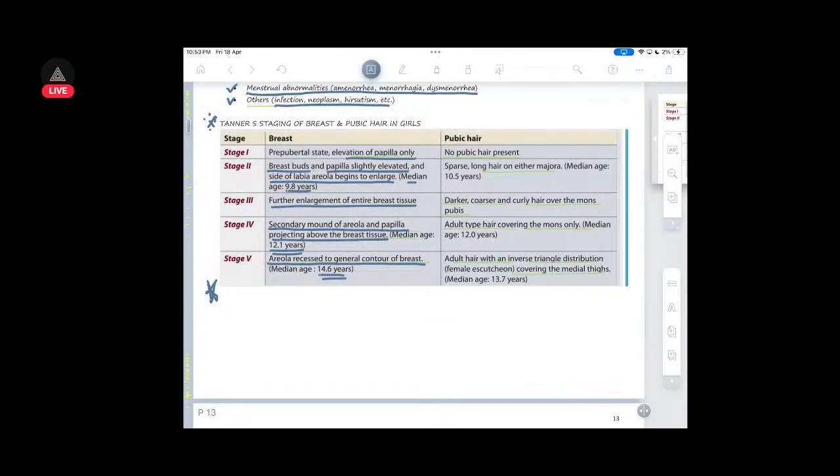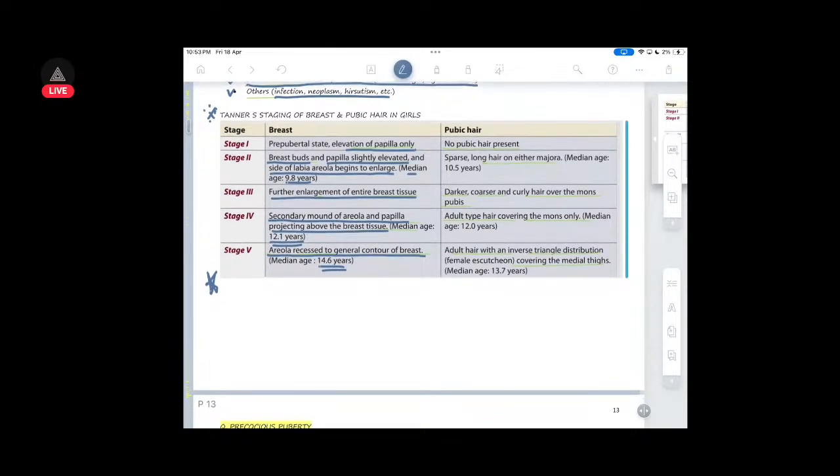So let's see. We were doing Tanner staging. Tanner staging is a very important question. There are stages 1 to 5. Stage 1 in breast is the pre-pubertal stage, where there is elevation of the papilla only.